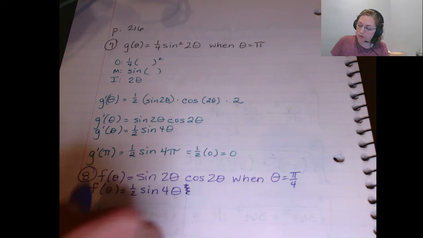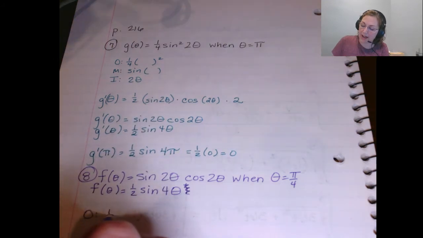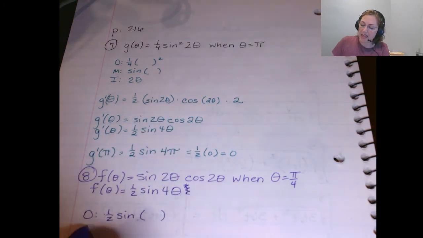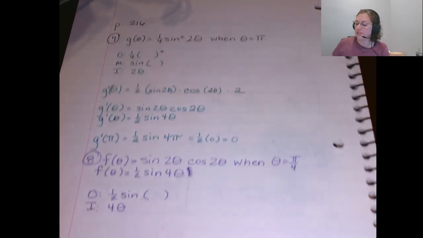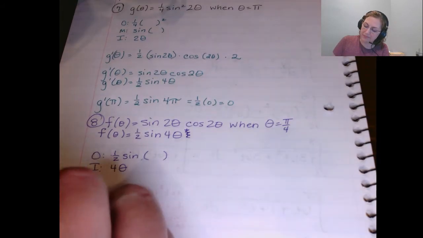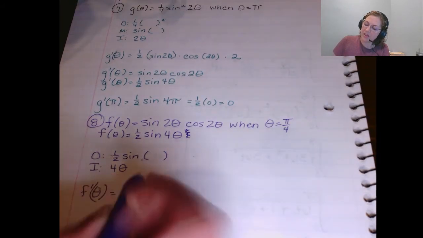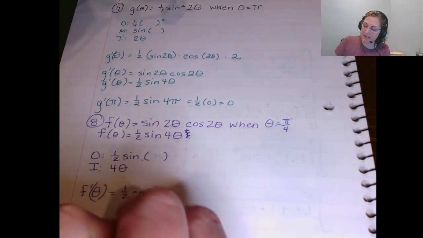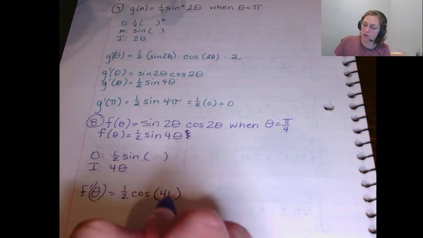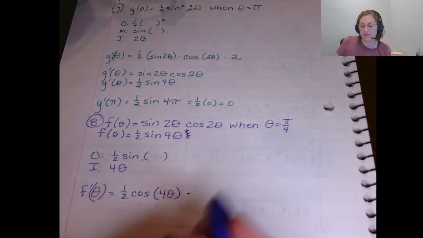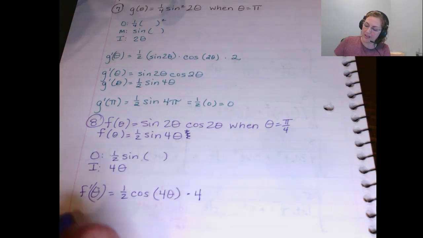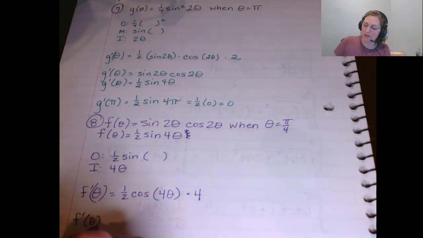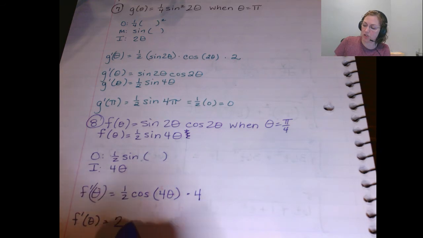Now do your chain rule. I see the outer function is 1/2 sine of something, and the inner function is just 4 theta. We'll take the derivative of that. So the derivative of 1/2 sine of something would be 1/2 cosine of that same something. That something being 4 theta. And then the derivative of 4 theta is 4. So we'll multiply the 4 behind times the 1/2, giving me 2 cosine of 4 theta.